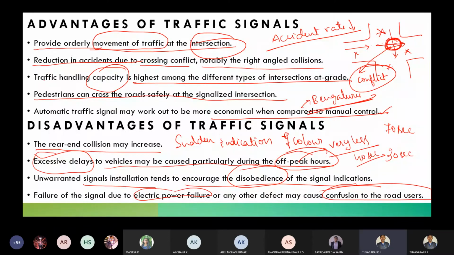Then unwarranted signal installation tends to encourage disobedience. That is, whenever we do not require a traffic signal but install one at an unwanted intersection, it will lead to violation of rules and regulations. Then failure of signals because of electric failure or sensor failure will cause big confusion to the road users. These are some advantages and disadvantages of traffic signals.